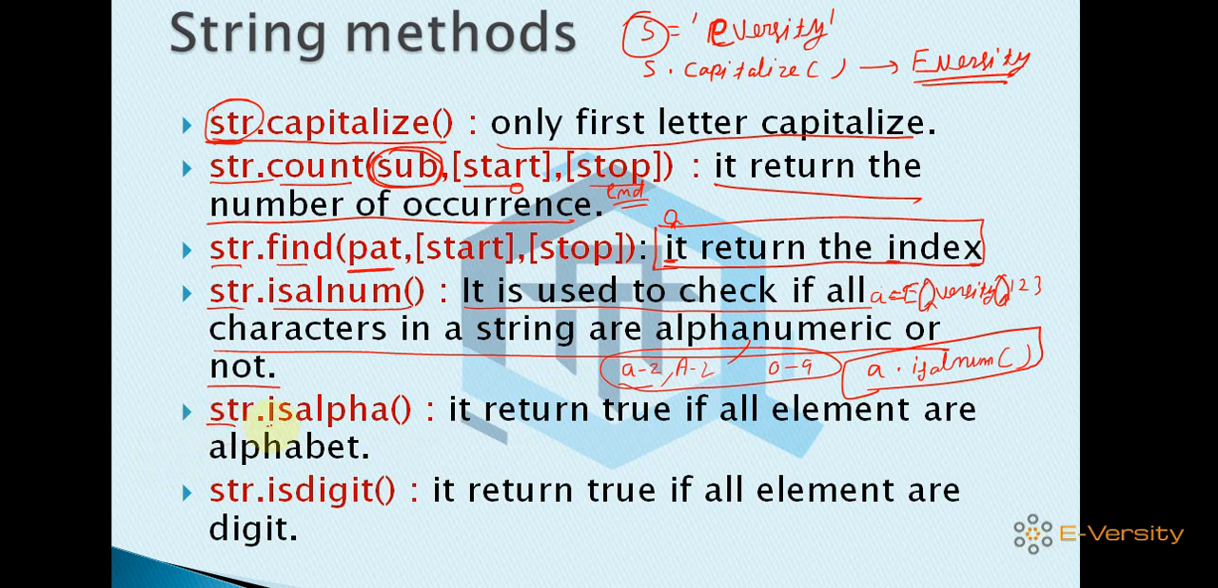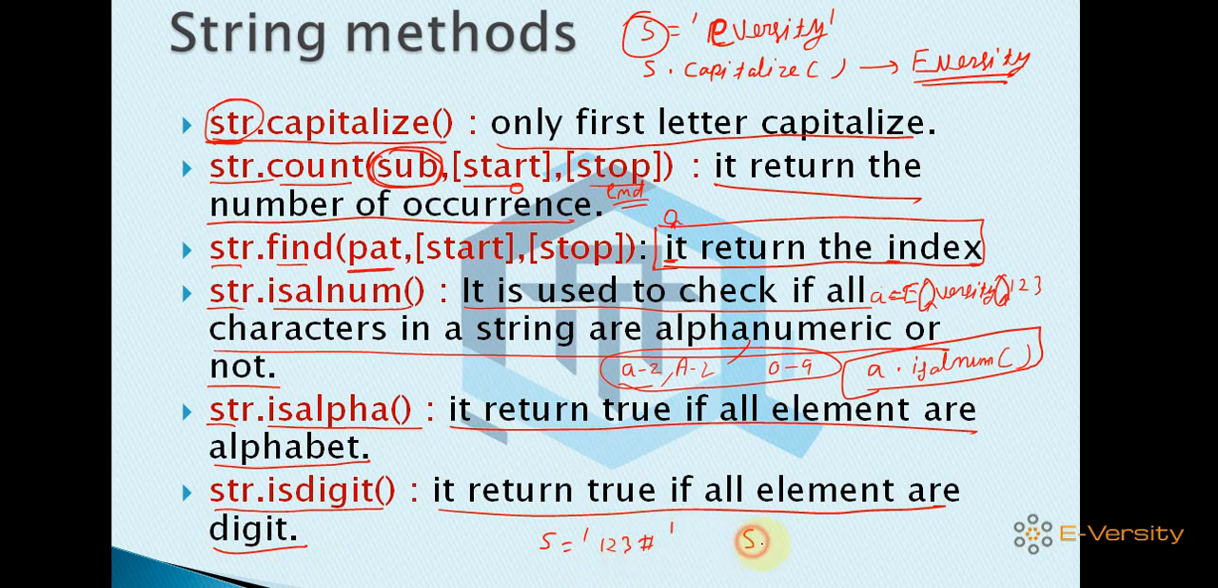Another function is str dot isalpha. Isalpha returns true if all the elements are alphabets. If there is anything other than alphabets, it returns false. Same is str dot isdigit. It returns true if all elements are digits. So if you take a variable s is equal to 1 2 3 hash and you try s dot isdigit, it returns false.